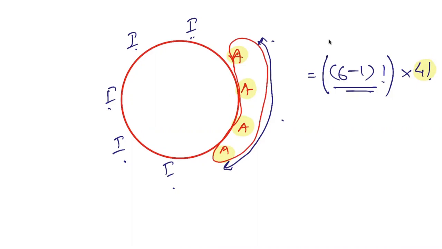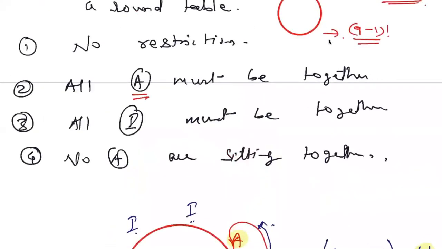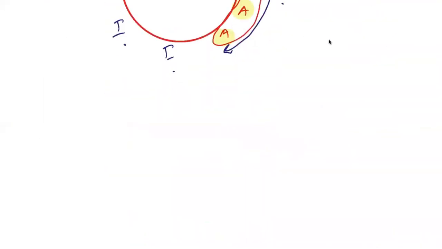Third one, all Indians must be together. 5 Indians, 1, 2, 3, 4, 5.